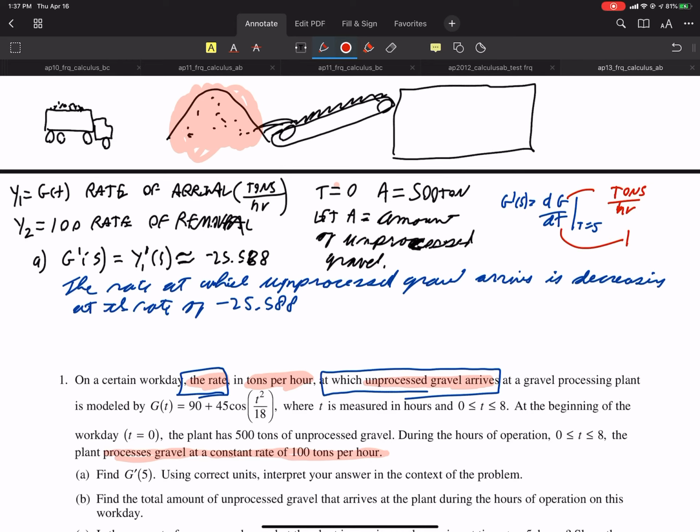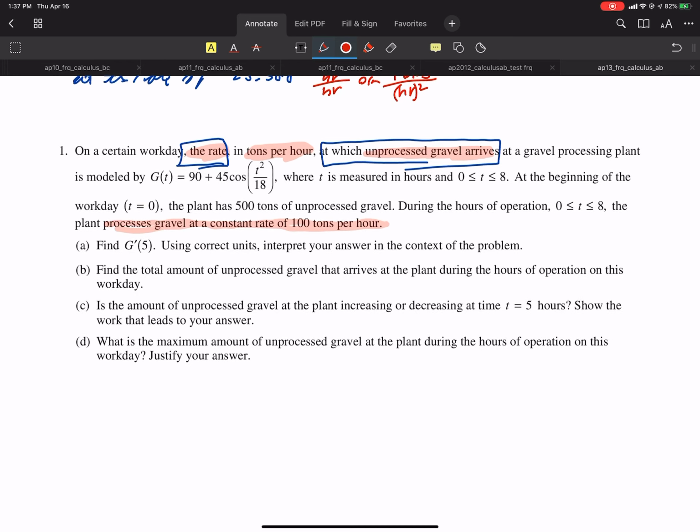What are the units of T? That's hours. So you have tons per hour per hour. So you can write it just like that if you wish. Tons per hour over an hour. Or you can rewrite it as tons per hour squared. Just multiply by the reciprocal of hour and you get that. So that is part A. Let's jump down to part B.